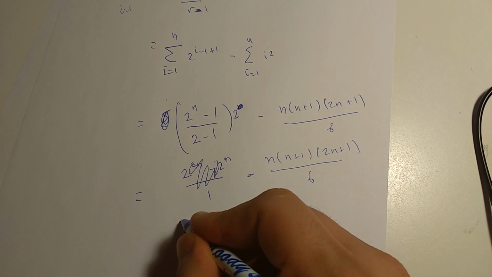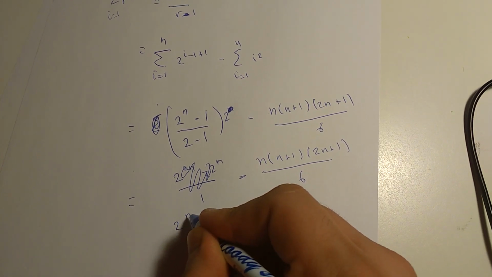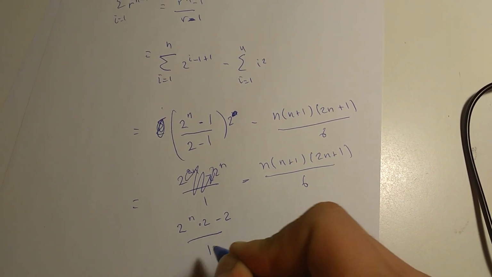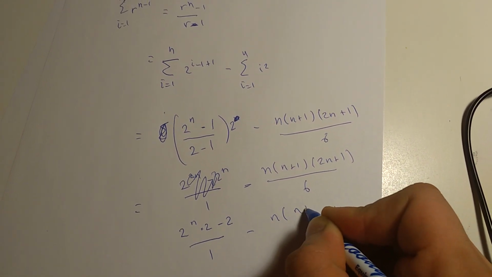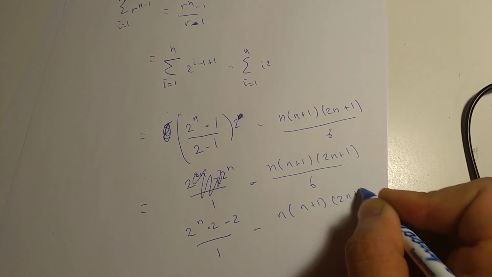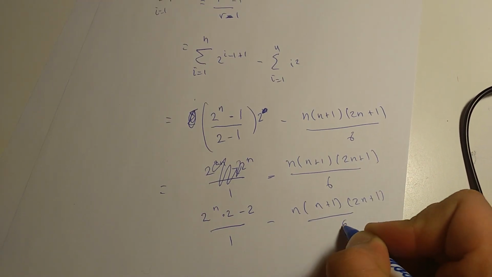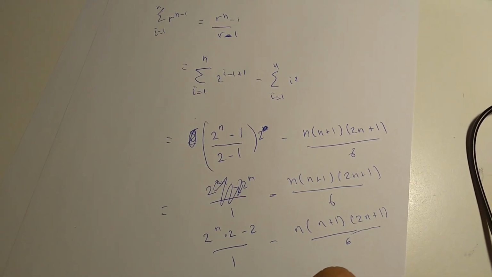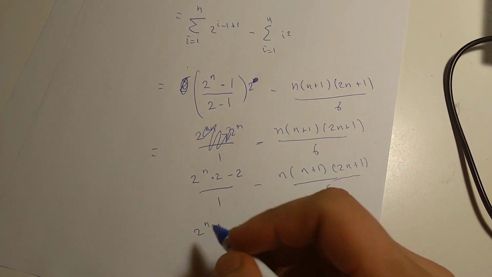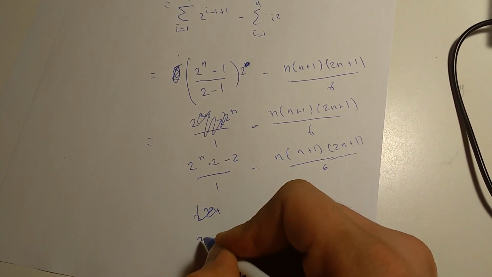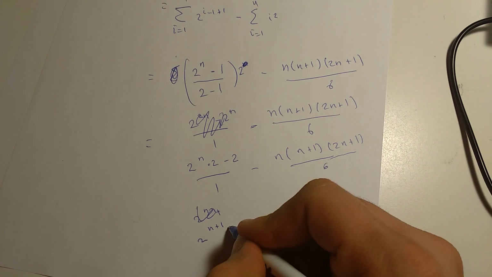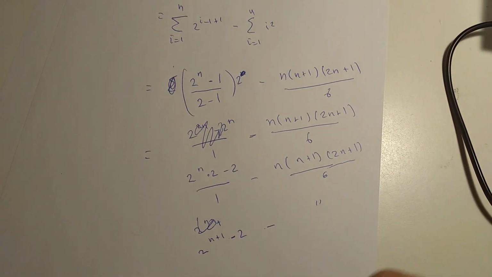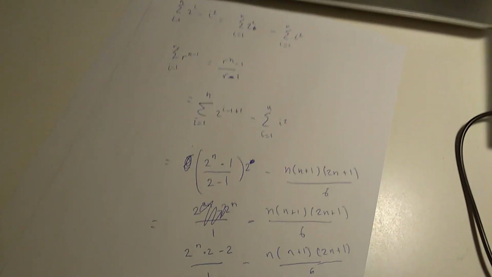So this translates as 2 times 2 to the n subtracted by 2 over 1, minus n times n plus 1 times 2n plus 1 over 6, which is also 2n plus 1 subtracted by 2 is equal to this term. Alright, that's the answer.